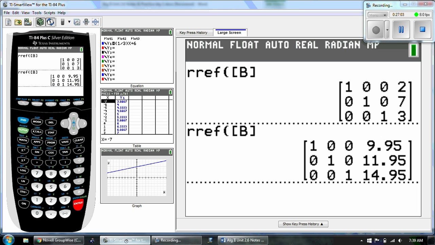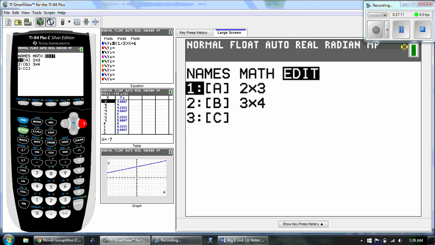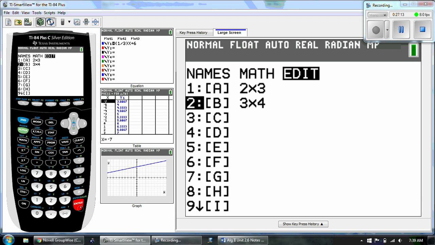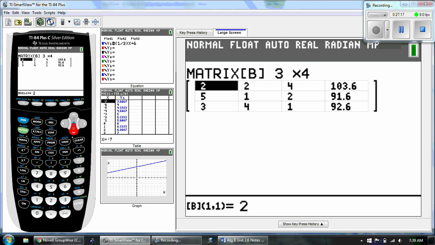Okay, so just remember, we're going to go over here. We're going to set second x negative 1. I'm going to go to edit. I'm going to edit B. And then we're just going to go through it. Okay, so see if you can do this all on your own. Pause the video and good luck.